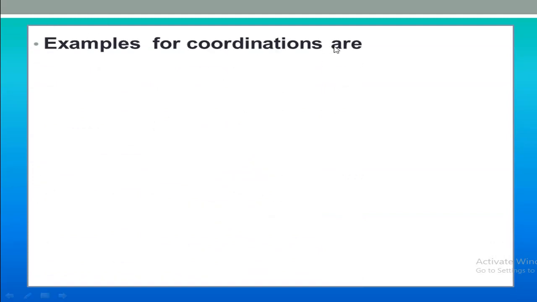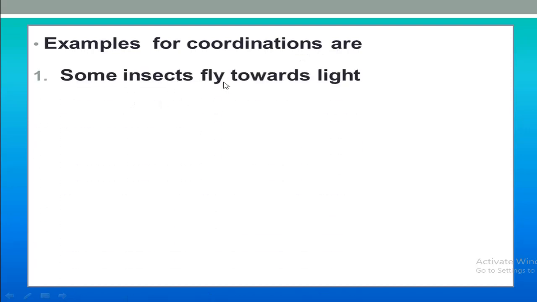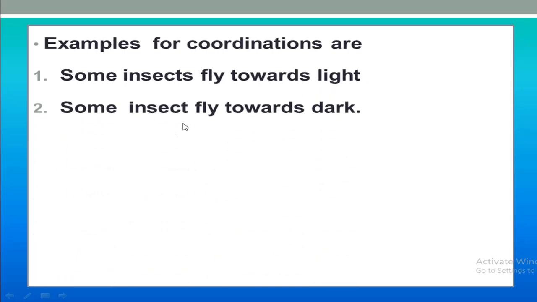Right, then we will go to our next point. Examples for coordination. Now we will learn about the examples for coordination. First one, some insects fly towards the light. This is the stimulus. This stimulus is taken by the eyes. So the eyes are one of the sense organs that help to take the stimulus. Second one, some insects fly towards the dark.